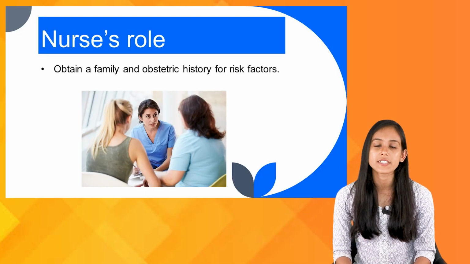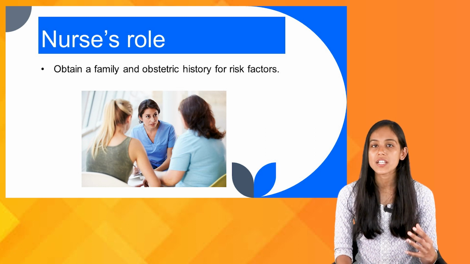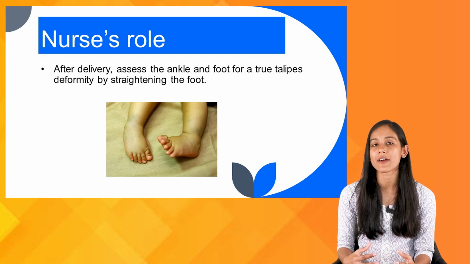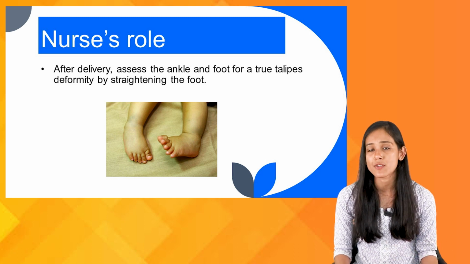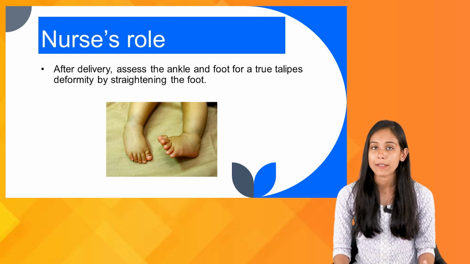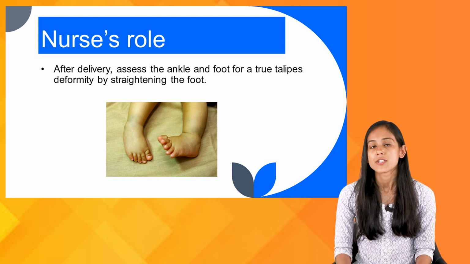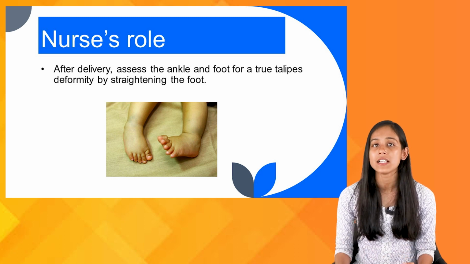So as a nurse, what are the things that we should do when we are taking care of a child with congenital clubfoot? The first thing which is very important is obtaining a family history and the obstetric history. This would indicate if there are any risk factors. And then after the delivery, you have to assess the ankle and the foot properly for the presence of true talipes equinovarus. Now, sometimes there can be pseudo talipes. So to understand that, you have to assess the foot and the ankle properly.